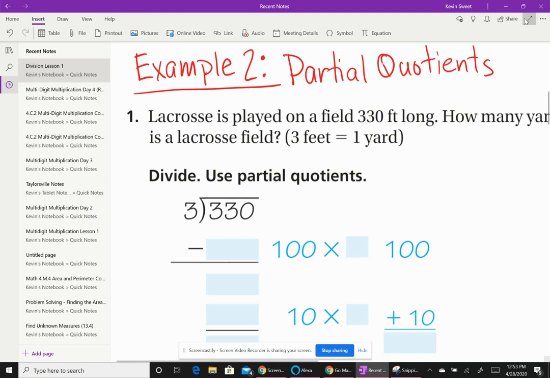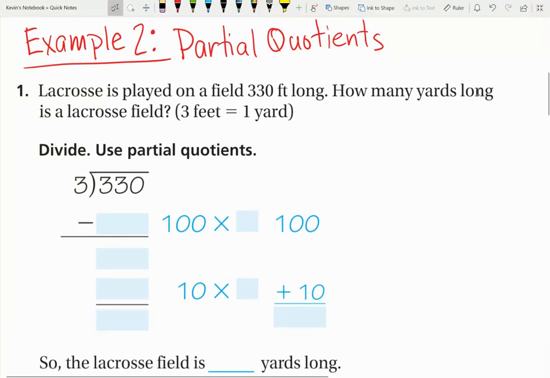Okay, welcome back, fourth grade. We're going to do example number 2. This one's directed at partial quotient. So remember, the word partial only means part of the problem. So when you hear the word partial, that is just telling you it's only part of the problem. So partial quotients. All right.